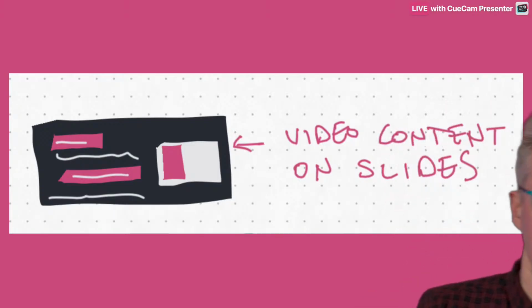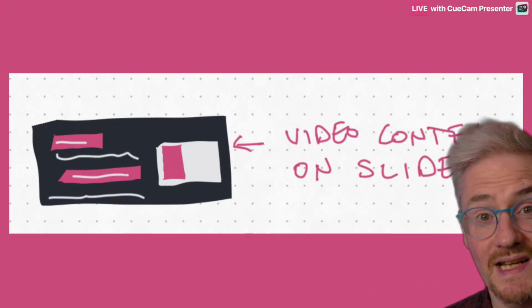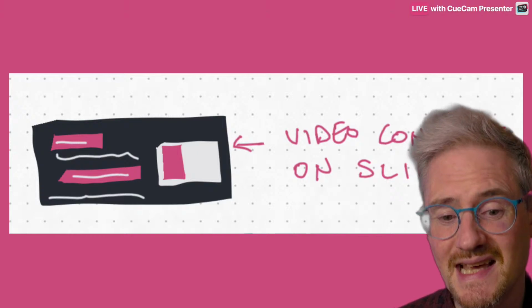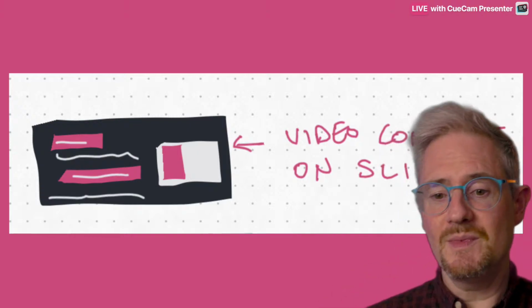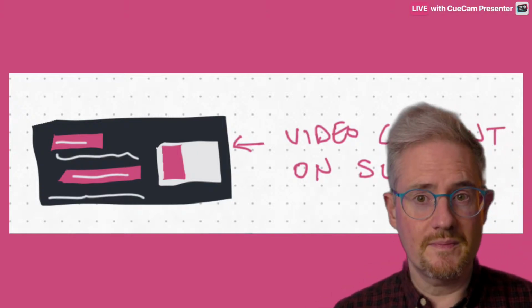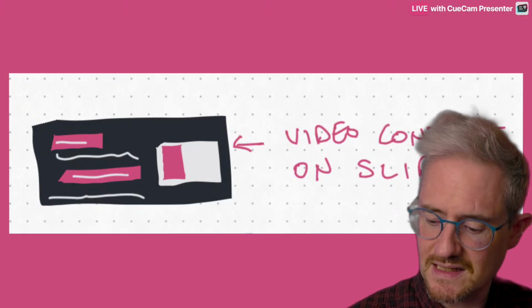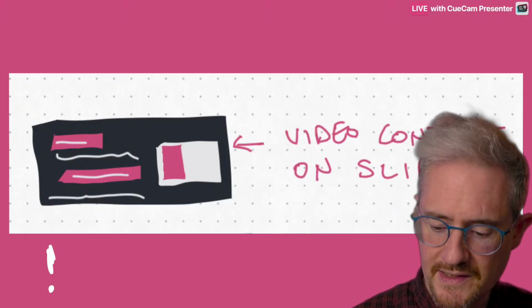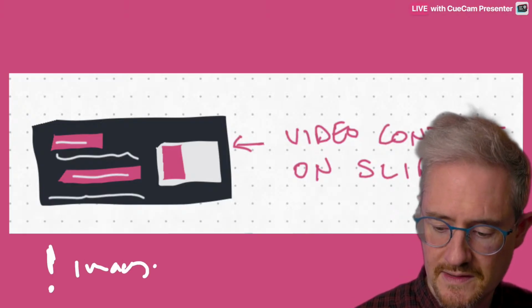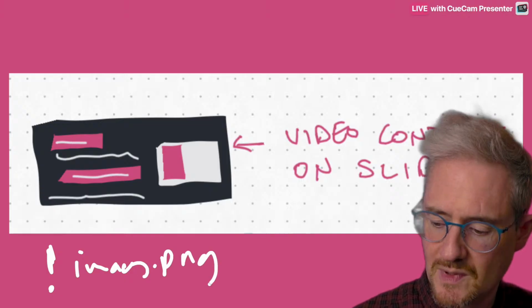I'd also like to have a bit more flexibility with what goes on cards, and the key to that is, at the moment you've got that exclamation mark, and you can have an image, a .png. Well, why? But you could.